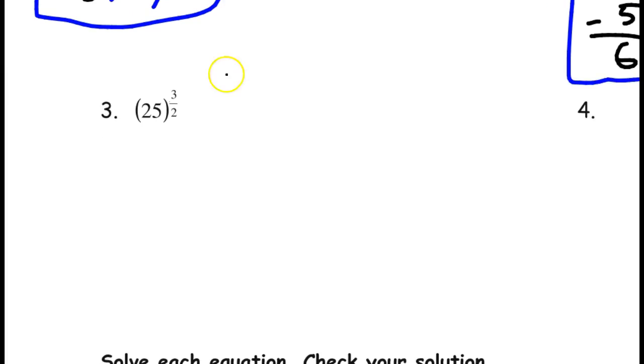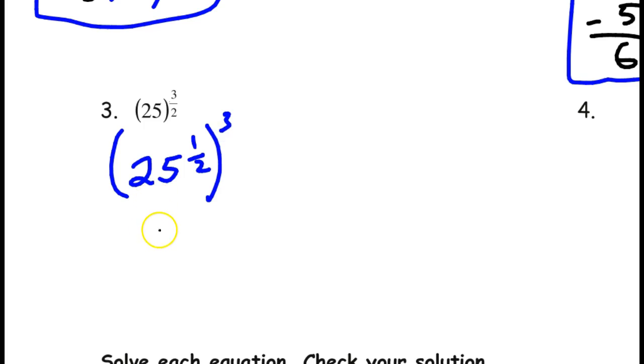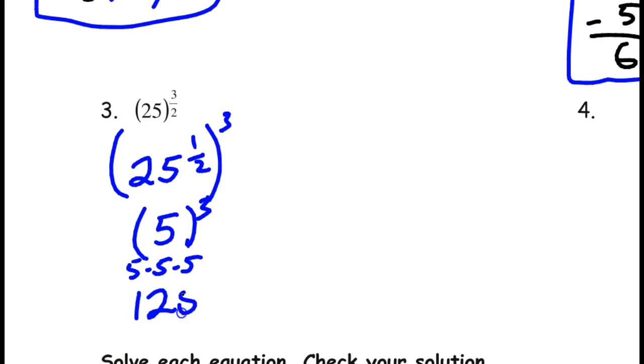Going down here, we'll have 25, and we're going to break it up into 2 parts. So I'm going to take it to the half power, which is the same as the square root. Right? So square root of 25 is just 5, and then 5 to the third power is 5 times 5 times 5, right, which is 125.